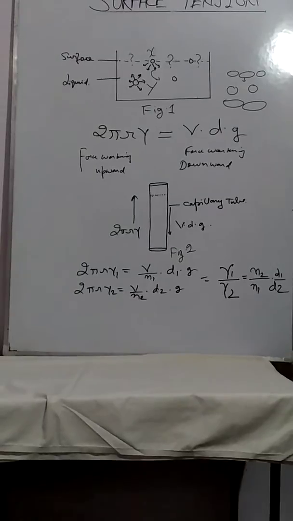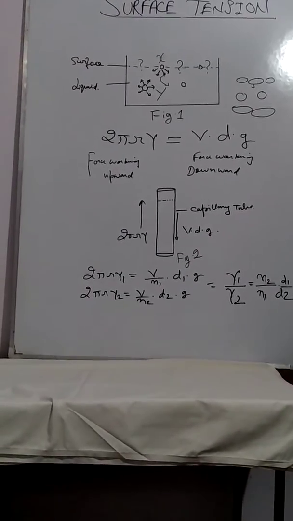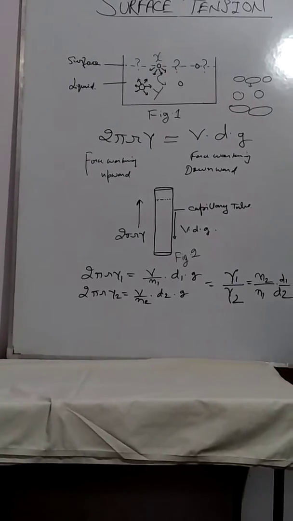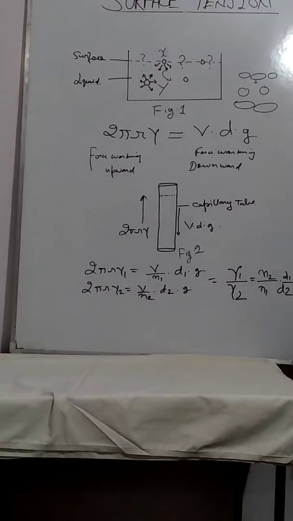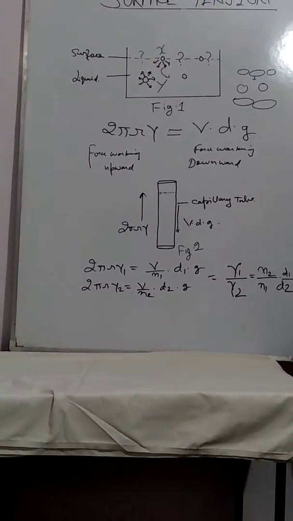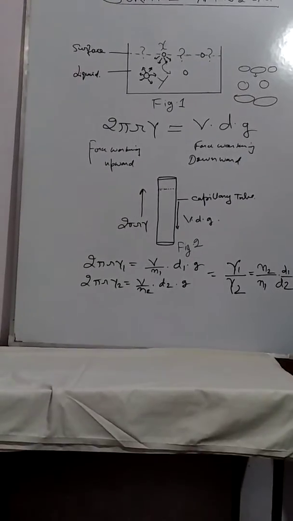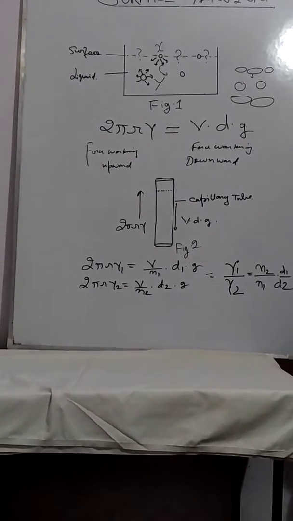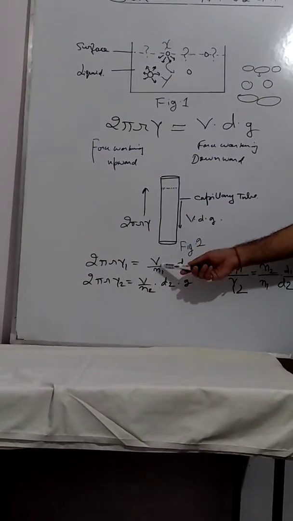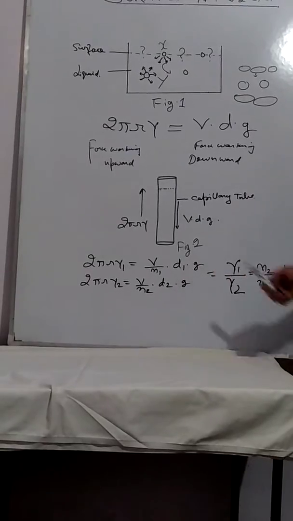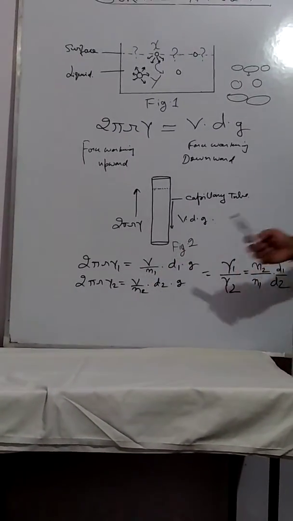Now, if you want to measure the surface tension of any liquid, the simplest way is to use a stalagmometer. A stalagmometer is a glass tube, which everyone knows. It is a way to measure the surface tension of any given unknown liquid relative to water. So 2πrγ1 is equal to V/N1 × d1 × g for water, and this is for the unknown liquid.